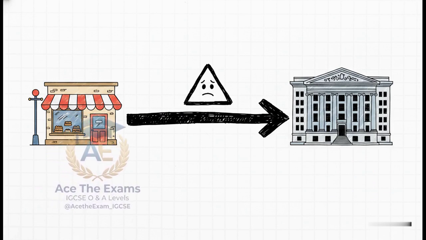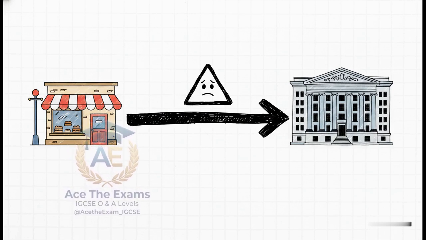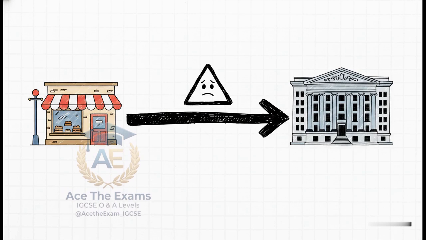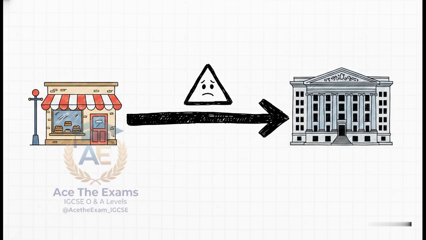Trap number 3, providing answers not specific to the given context. The student recommends that a tiny local family bakery floated shares on a massive national stock exchange. It's completely unreasonable for the context. Always anchor your answers to the specific stimulus material provided.